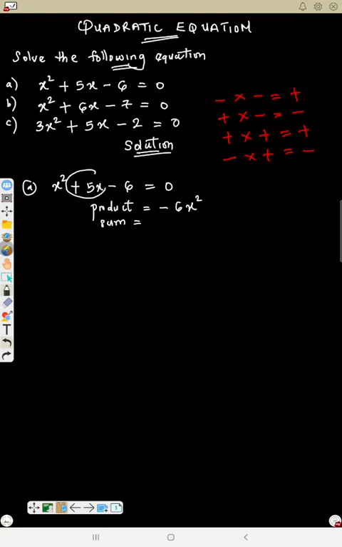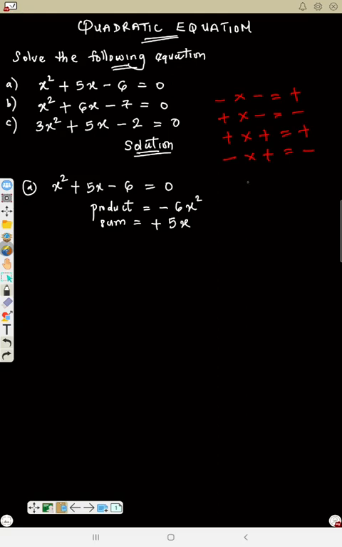Now the middle number is the sum. So what is the sum now? The sum is plus 5s. So what are the numbers you can multiply that will give you minus 6, and if you add, you will get plus 5? Using the first video, I'll just continue because we've explained most of these concepts in the first video. For the product of 6, what are the numbers that you can multiply that will give you 6? I've told you, you can use the LCM. 2, 3, 3, 1. That means 2 times 3 will give you 6. 6 times 1 will also give you 6.